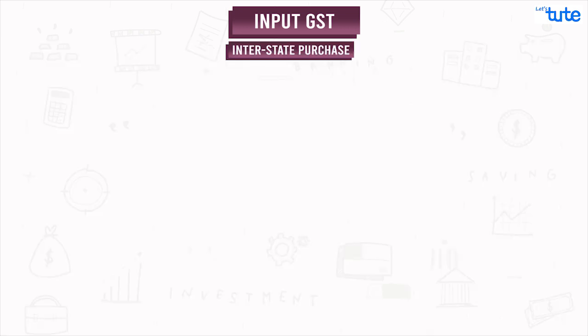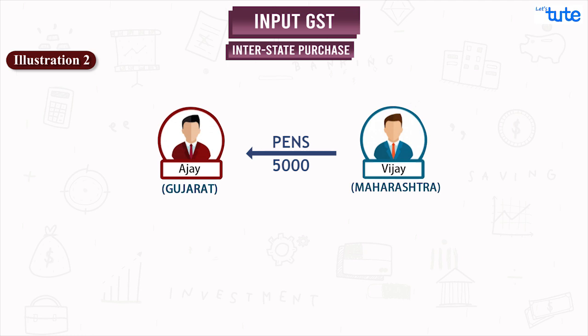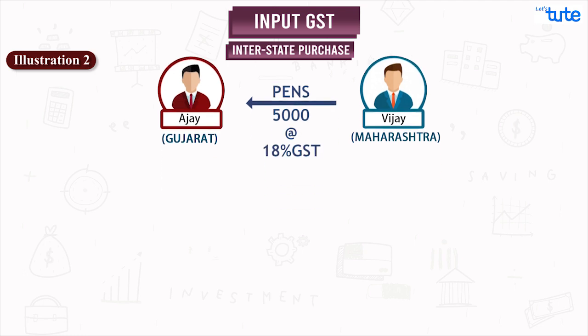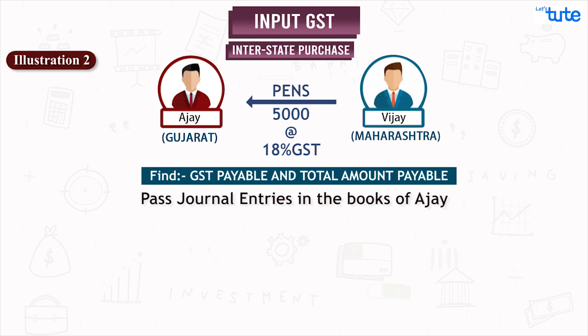Now taking the similar example, but see, Ajay is a dealer in Gujarat and he purchased pens worth 5,000 from Vijay, who is a dealer in Maharashtra, on 25th March 2019. The tax applicable to this purchase is 18%. Find out the GST and total amount payable by Ajay. Pass the journal entries in the books of Ajay.